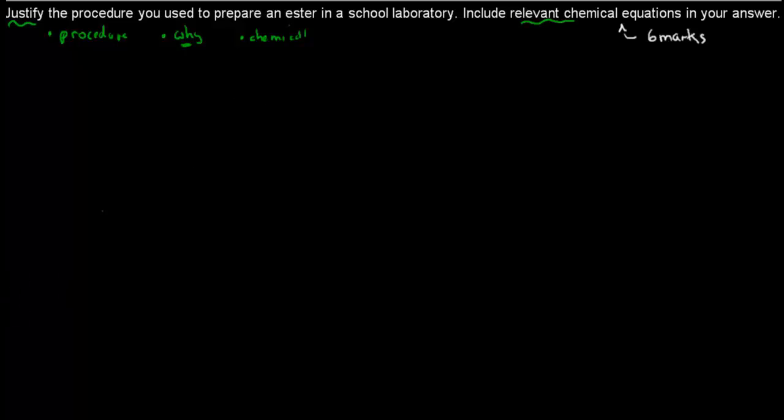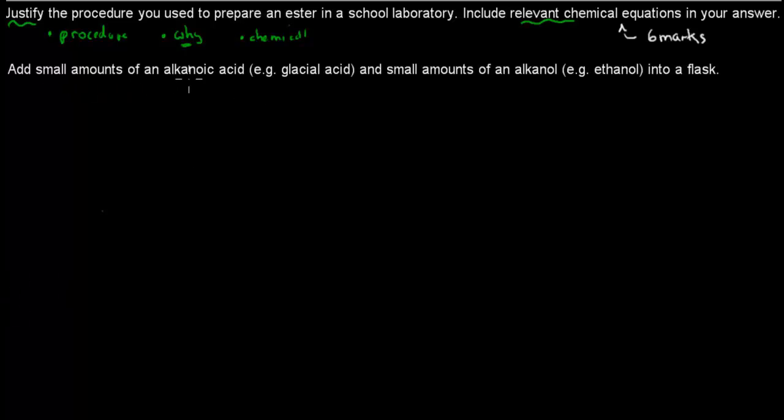So what I wrote first was add small amounts of alkanoic acid, for example glacial acid, and small amounts of alkanol, for example ethanol, into a flask. And here it can be quite specific if you remember the amounts you actually used. So for example, if you used 50 mils, you could say 50 mils of alkanoic acid and 50 mils of alcohol, if you actually remember the values. So first I just stated, okay, we had an alkanoic acid, we had an alcohol, and we put them together in a flask.